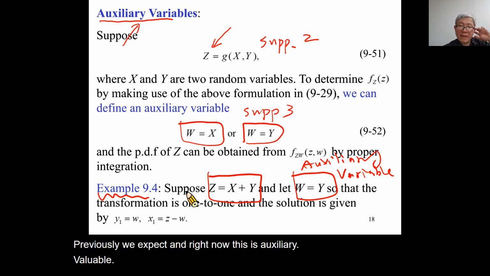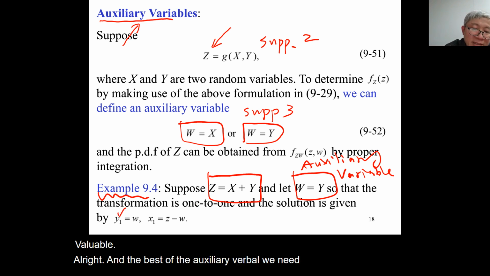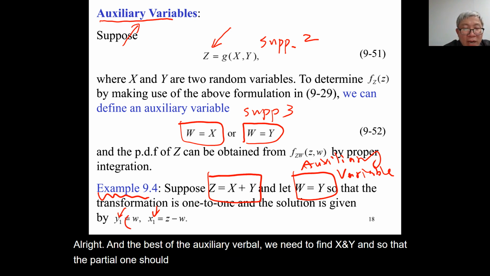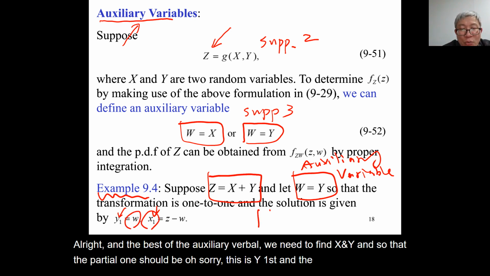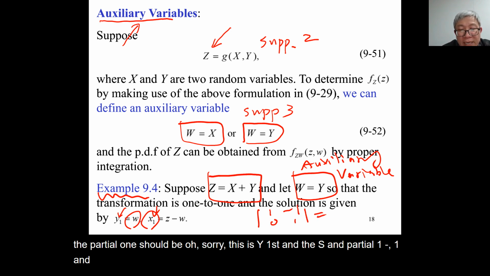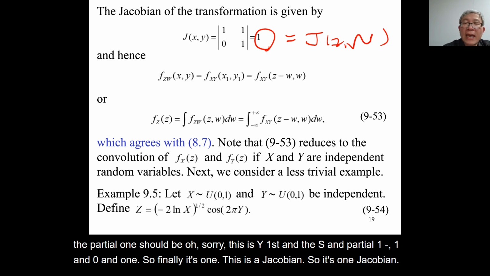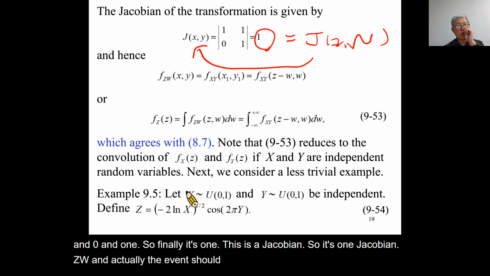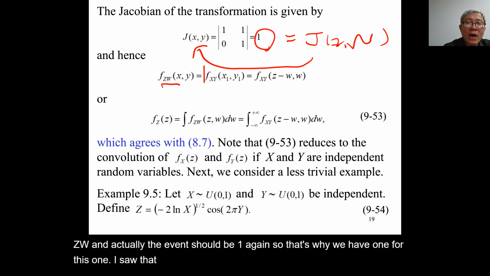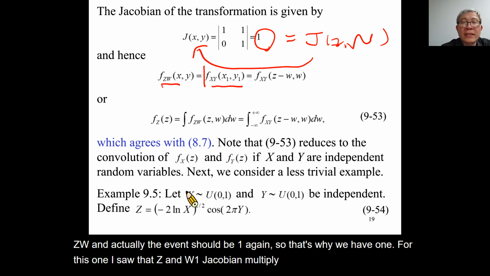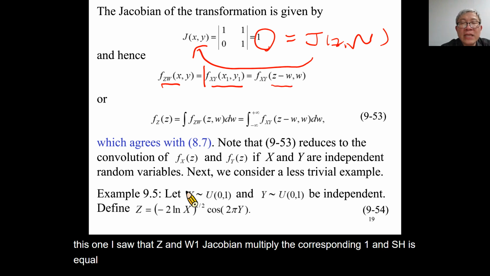All right. And based on the auxiliary variable, we need to find x and y. So the partial one should be, sorry, this is y first and then x. And partial 1, minus 1, and 0 and 1. So finally it's 1. This is a Jacobian. So it's 1, Jacobian ZW. And actually the inverse should be 1 again. So that's why we have a 1 for this one. And so Z and W, 1 Jacobian multiply the corresponding 1. And x actually is equal to Z minus W and W.